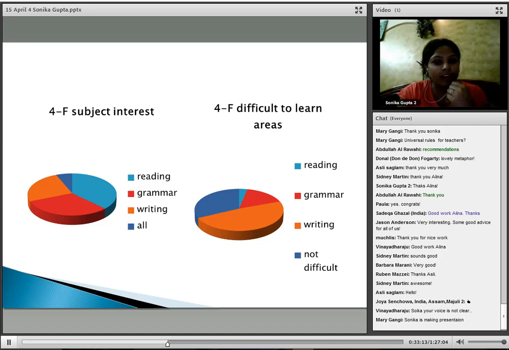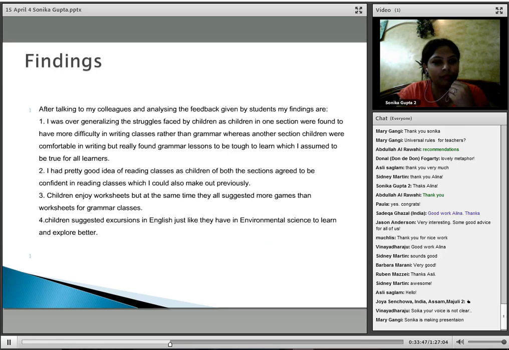So here I found that I had assumed grammar classes are those where children must be facing problems, where they must be finding it least interesting or something else. But with class 4F, this data really gave me an insight into children's learning: grammar was interesting and easy also, but writing was something which was bothering them. On the basis of this data, I asked children to give me feedback in return. All the children gave feedback to me, and I talked to my colleagues also. Next slide, please.